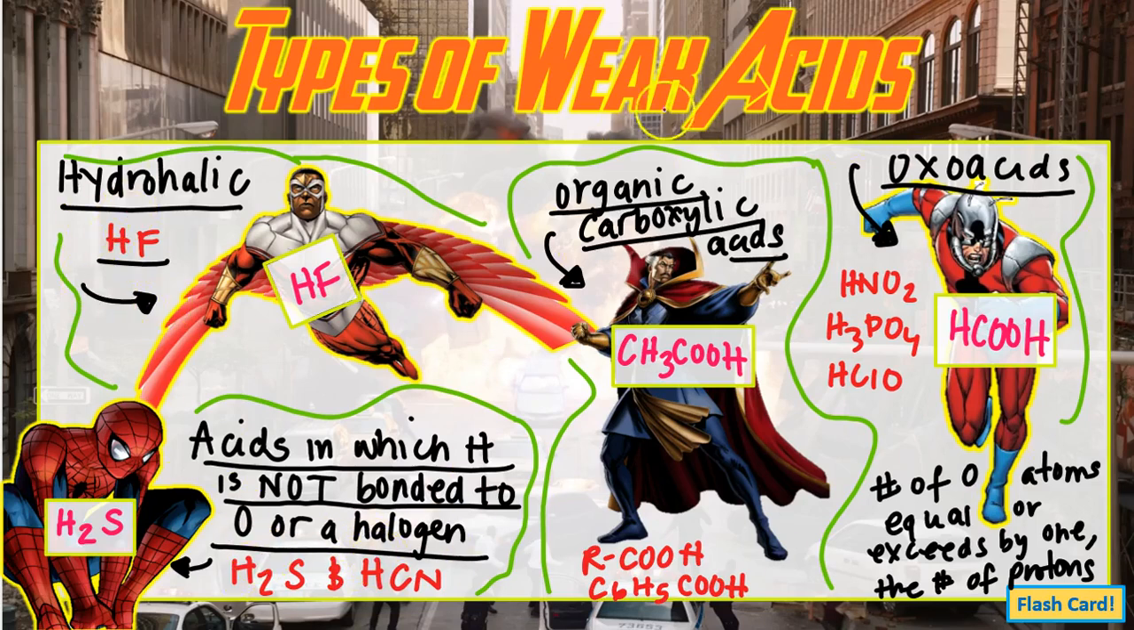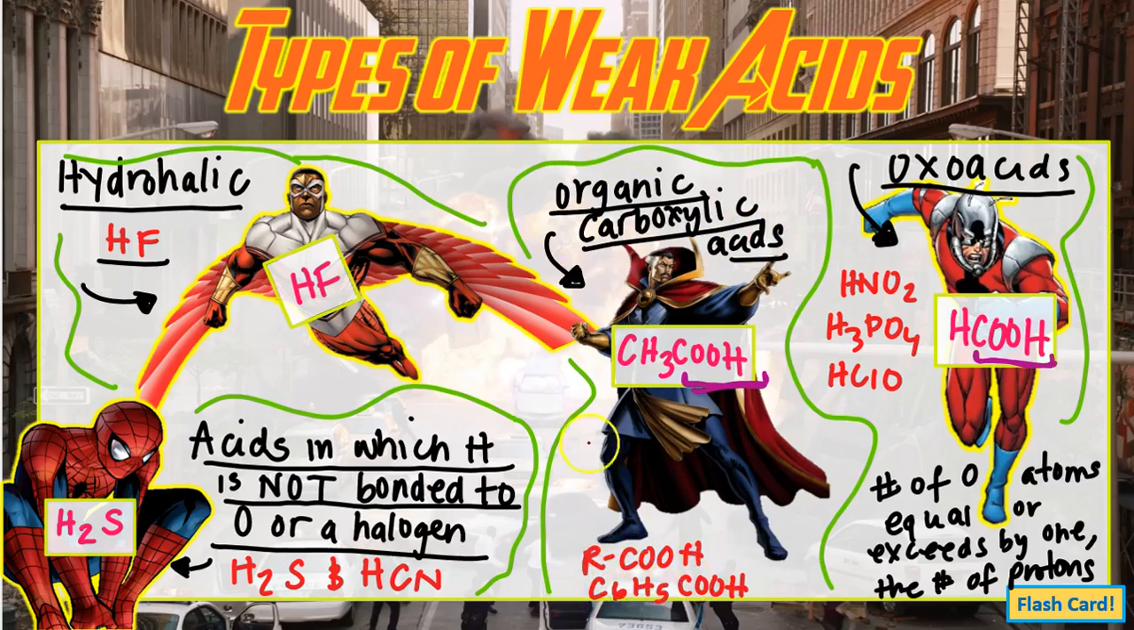This is where it gets a lot more numerous, which is going to be our organic carboxylic acids and our oxo acids. There's a lot more here. So of course we can't show you all of them, and I can't even give you an example for all of them. But I do have acetic acid, Dr. Strange. And one thing we notice about him is that he has a carboxylic acid attached to an R group. So we have an R group here, which we know is going to be an organic compound attached to COOH.